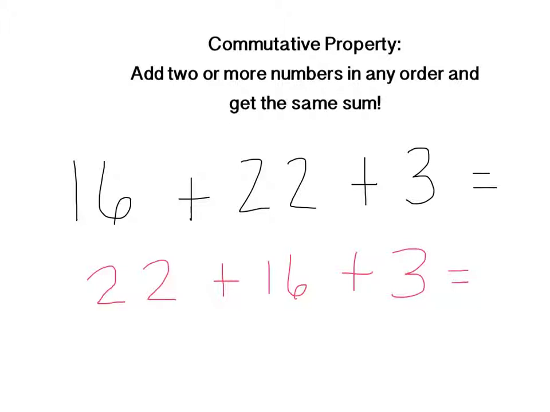So here is our commutative property one more time. We can add two or more numbers in any order and get the same sum. So we can take these three numbers, 16 plus 22 plus 3, and switch them around to 22 plus 16 plus 3, and we come up with the same sum.